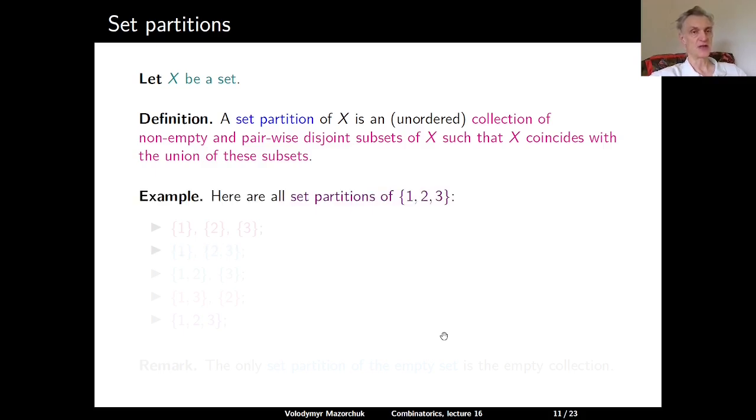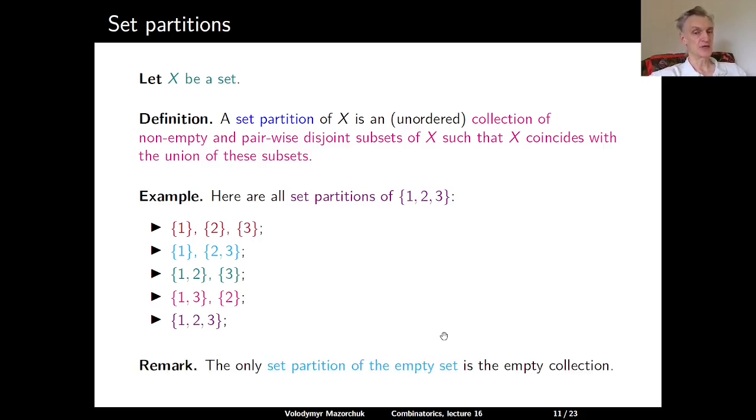So for example, if we take the set consisting of 1, 2, and 3, then this set has the following set partitions. The first collection has 3 components, singletons {1}, {2}, and {3}. The second collection has the singleton {1} and the set {2,3}. The third one is {1,2} and {3}. The fourth one is {1,3} and {2}. And the last one is {1,2,3}, the whole set as one part.